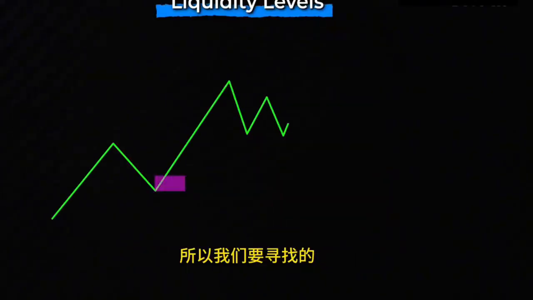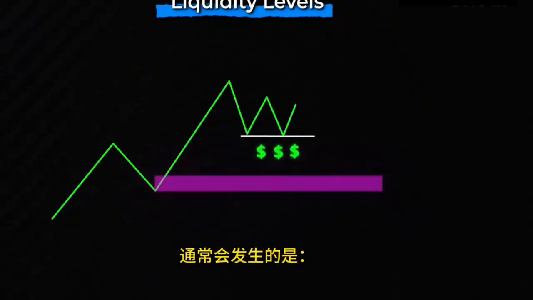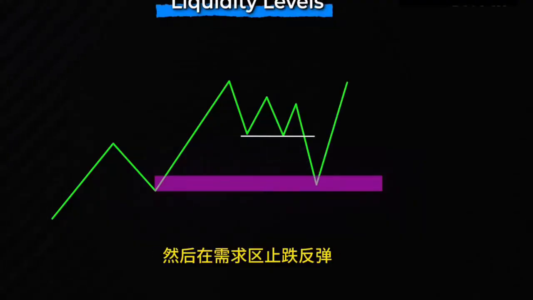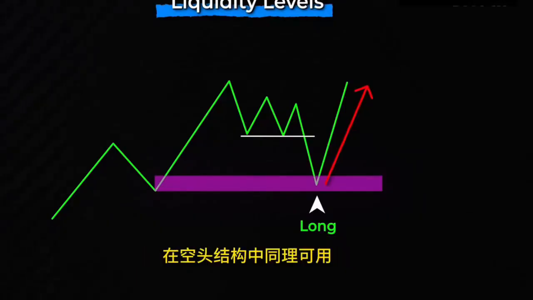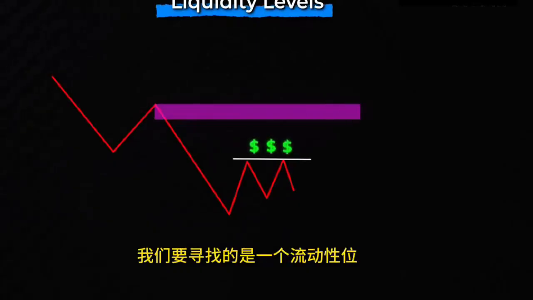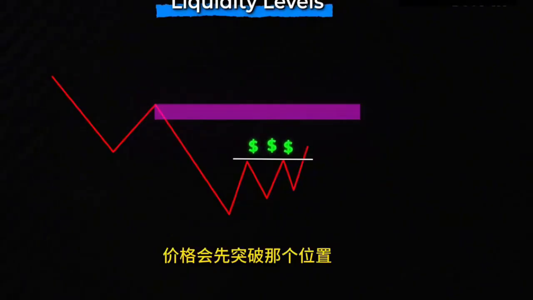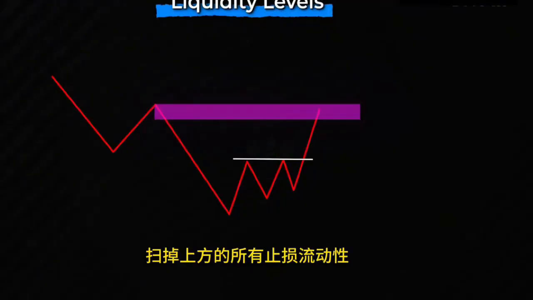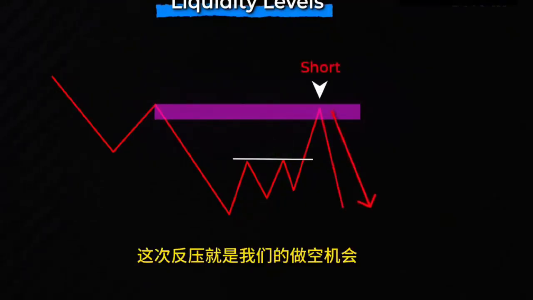So what we're trying to find is any type of liquidity level that's located above our demand zone. What usually happens is that price will break below that level, sweep the liquidity below it, and then bounce off our demand zone. This bounce becomes our long opportunity. The same logic applies in a bearish structure. What we're looking for is a liquidity level that's located below our supply zone. What usually happens is that price will break above that level, sweep the liquidity above it, and then reject off the supply zone. And that rejection becomes our short opportunity.